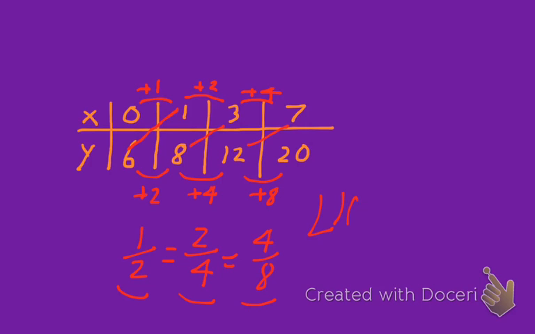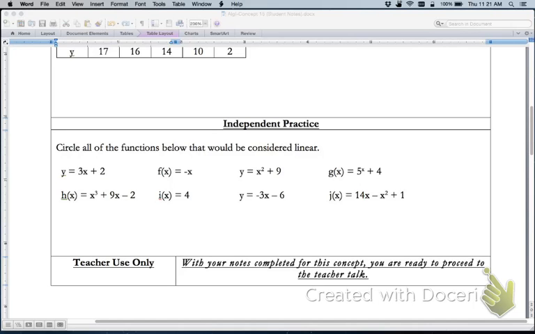In fact, this is an example of a linear function. Still a discrete domain like the other two have been as well. But you'll notice the rate of change is the same between each ordered pair. Okay, and so that's unique, and so be on the lookout for those situations as well.